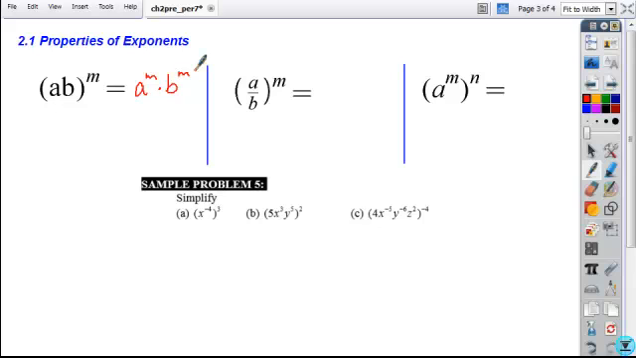And this includes multiple factors beyond this. So you could have 3, 4, 5 factors. That power is going to apply to each individual base factor.